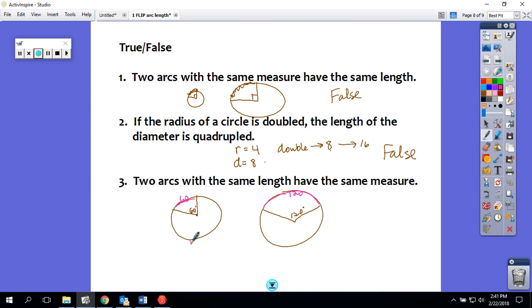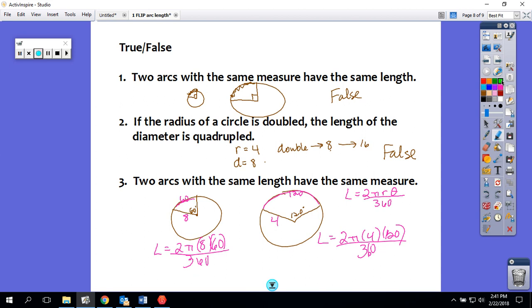The arcs could have the same length, because if we think about our formula, 2 times pi times r times theta over 360, the theta here would be different. For one it would be 60, for the other one it would be 120. All I would have to do to make the arcs the same is to have this one have a radius that's twice as much. So if this radius is 8 and this radius is 4, then this arc length is going to be 2 times pi times 8 times 60 over 360. This arc length would be 2 times pi times 4 times 120 over 360.